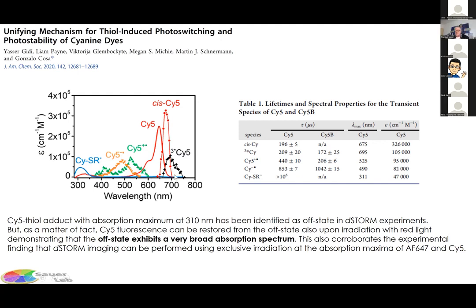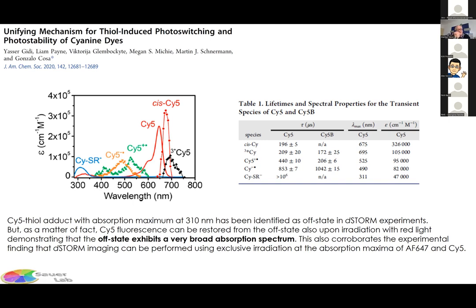Low, but there is some absorption. And this is why we speculated that if there is some absorption, then this means that, and this is a fact, everybody who is doing STORM, dSTORM experiments knows that UV irradiation is in most experiments not required to reactivate these off states and to repopulate the on state. 640 nanometers is usually sufficient to reactivate these off states into the on state. So there must be some absorption of this off state also at 640 nanometers.